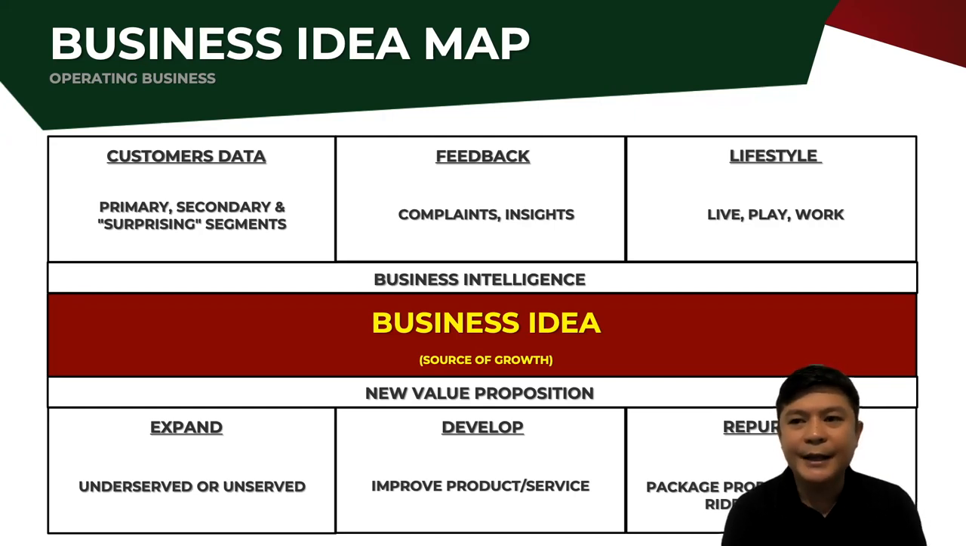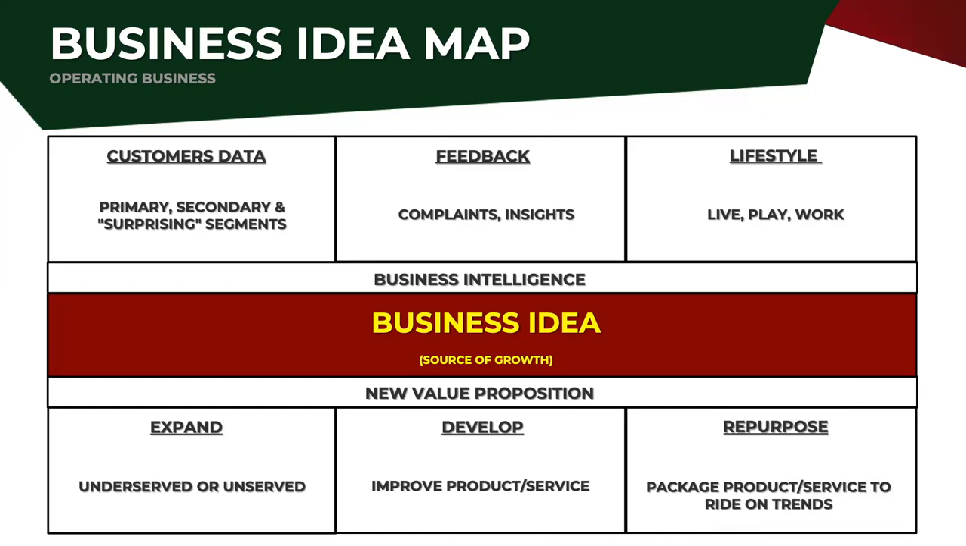So those techniques can be considered business intelligence. Now, when you know the primary, secondary, and surprising segments, you would know who among those are underserved or unserved, meaning there are opportunities in those markets. Now, for the feedback, based on the complaints, based on the patterns, you can improve your product and service. And then for the lifestyle, whatever you found out, you can repackage or repurpose your product and service to ride on those emerging trends. So, the key concept here for operating businesses is to use existing information that you have.